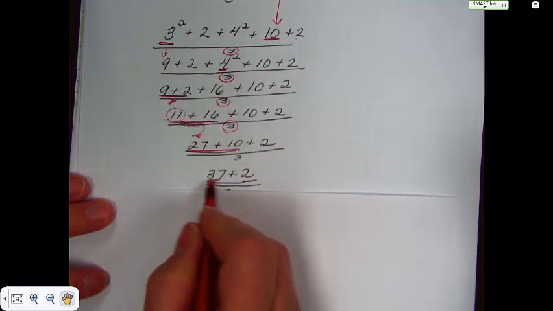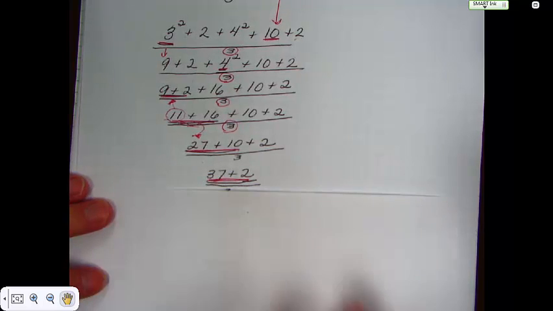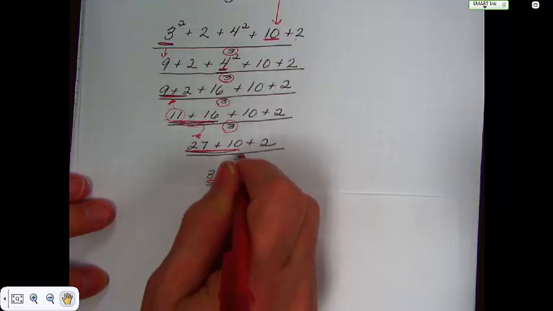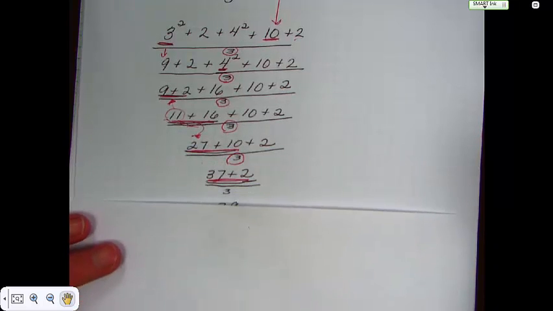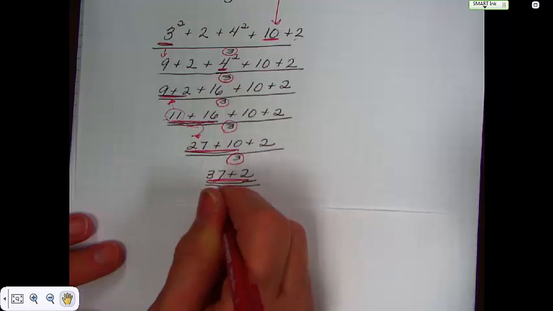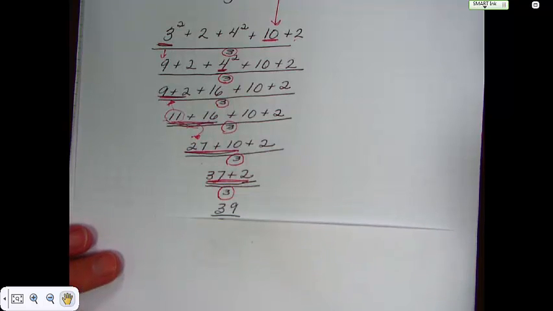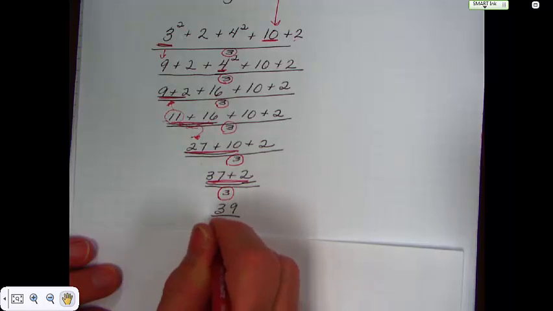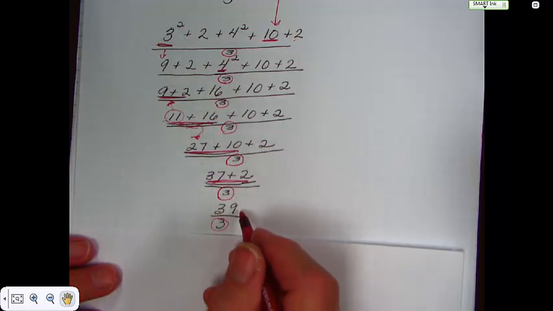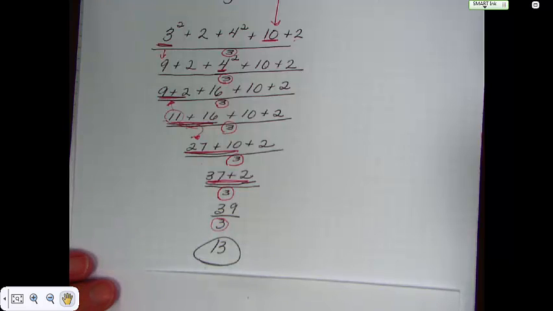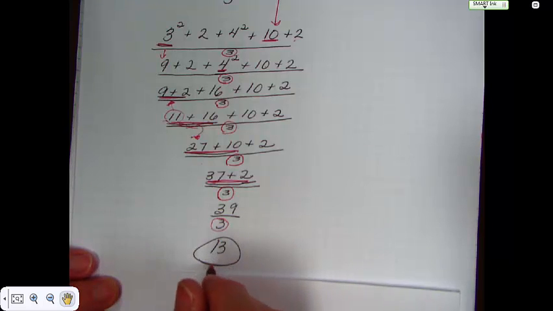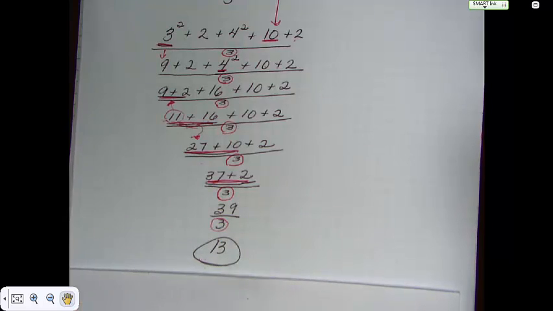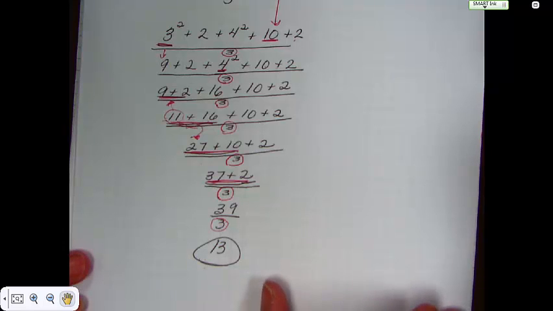And 37 plus 2 is our next step. Again, not forgetting about this 3, because that baby's going to get important here real quick. 37 plus 2 is 39, divided by 3. Now, we're not done yet, because this is a really improper fraction. 39 divided by 3 is 13. Finally. What a problem that was.